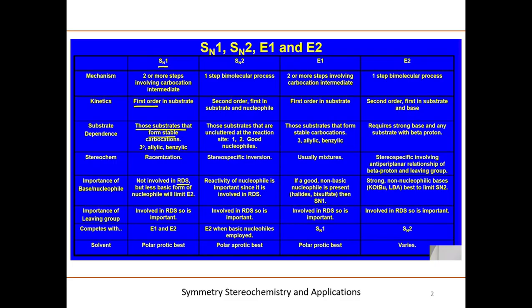Now, let's talk about the importance of base and nucleophile. In this E2 reaction, non-nucleophilic bases and strong bases are the best. It competes with the SN2 mechanism, which is why there are many similarities with the SN2 substitution reaction. Because the leaving group is again involved in the rate determining step, it is important here. Now, the solvent varies depending on the reaction in the E2 mechanism.